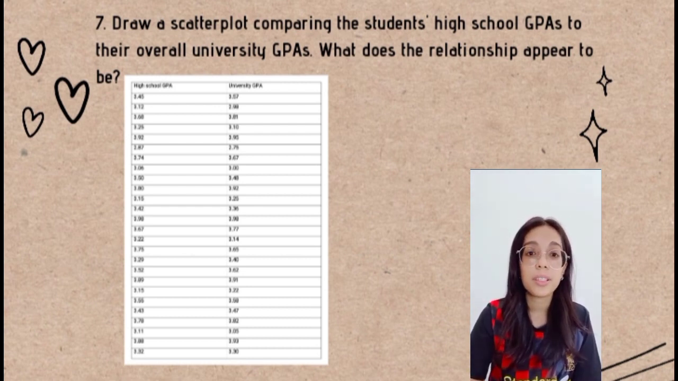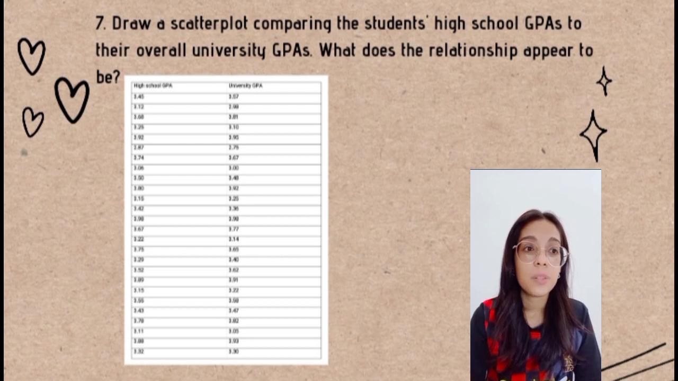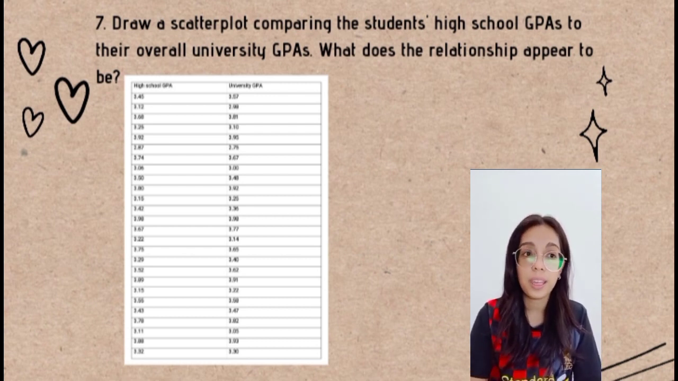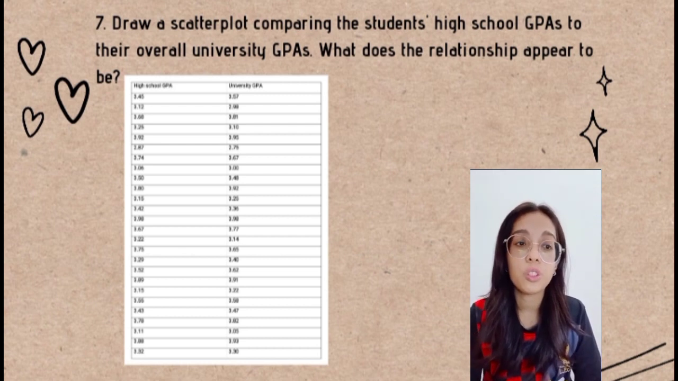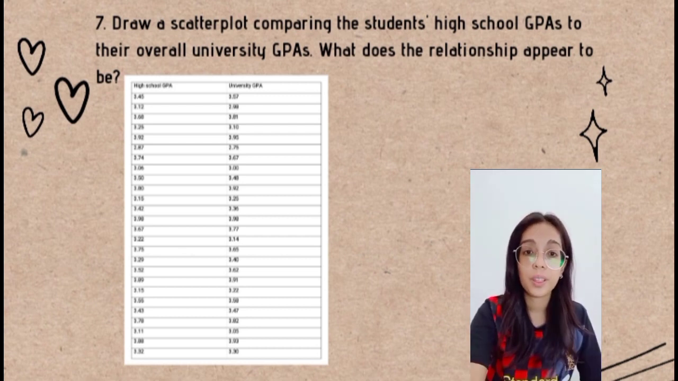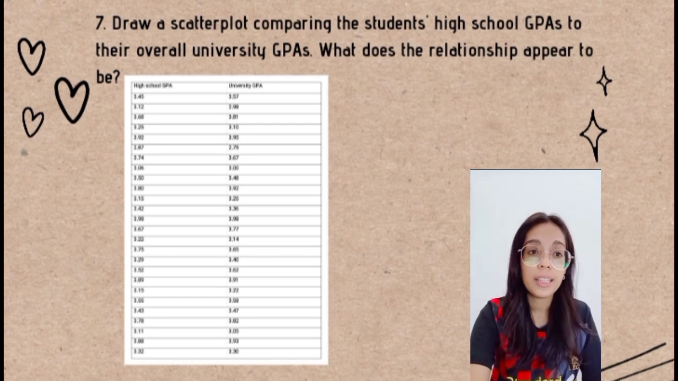Okay, question number 7. Draw a scatter plot comparing the student high school GPA to the overall university GPA. What does the relationship appear to be? This is the example of the data, scatter plot, high school GPA and university GPA. Using this data point, we can plot the high school GPA on the x-axis and the university GPA on the y-axis. Each data point represents a student's high school GPA and the corresponding university GPA.